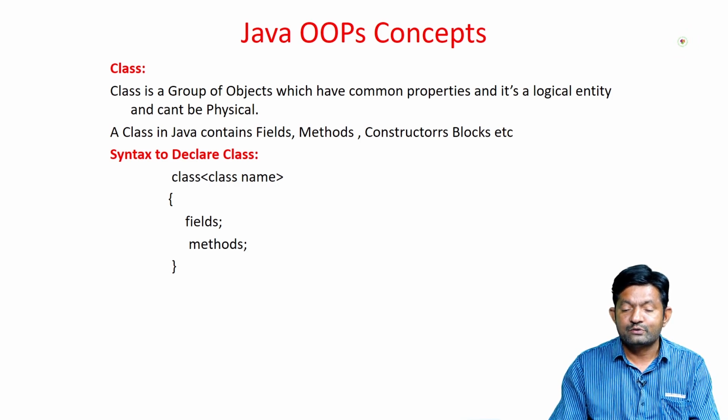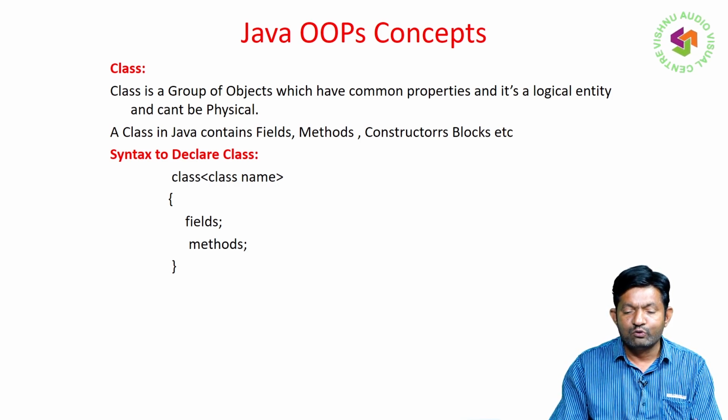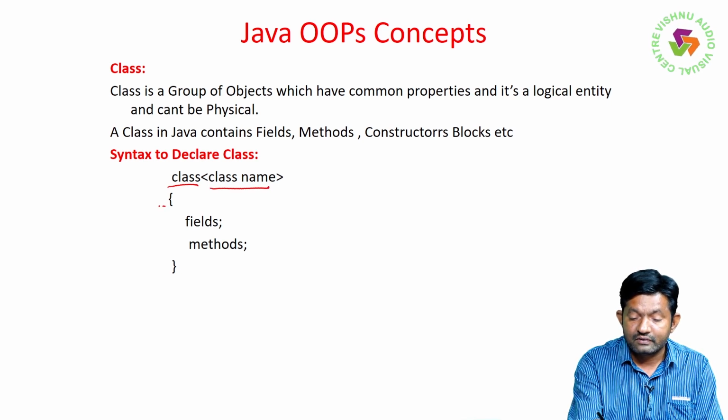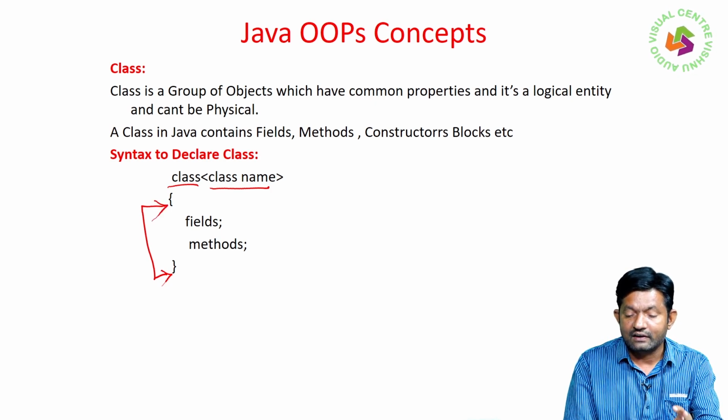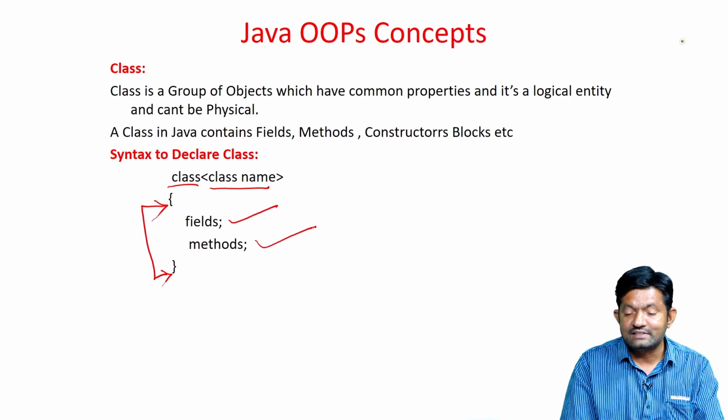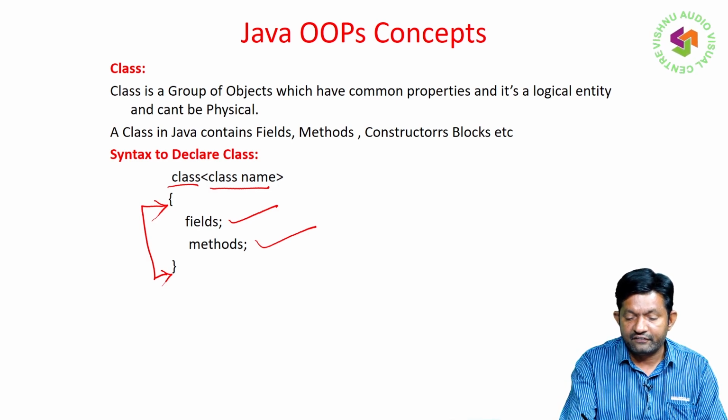Now, coming to the general syntax rule for how to declare a class in Java programming. Syntax to declare class: class, name of the class, open curly bracket and close curly bracket, and within the curly braces we write the fields and methods. In general, a class is a group of objects. Class consists of fields and methods. So what are fields and what are methods?